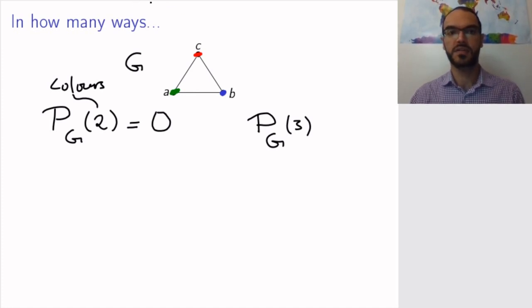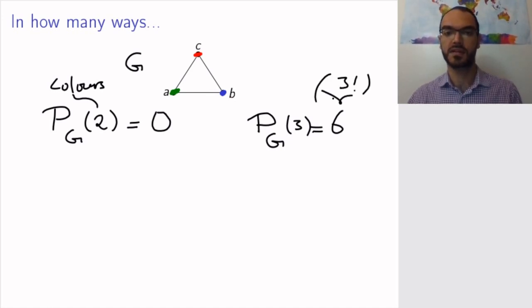And so we get all the possible permutations of 3, which is, as you can check, 6. So green, red, blue, green, blue, red, and so on for each vertex. You can check that the number of permutations of 3 is exactly 3 factorial, which is 6. So this was this special case.